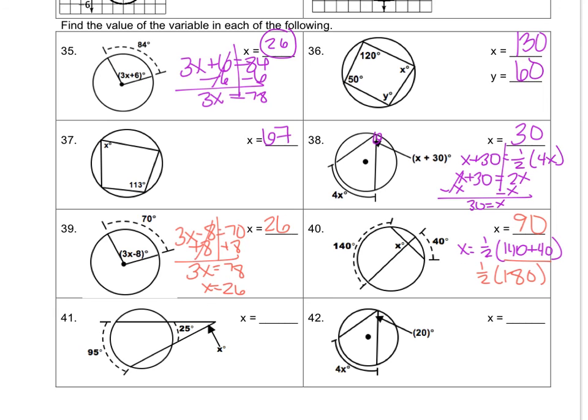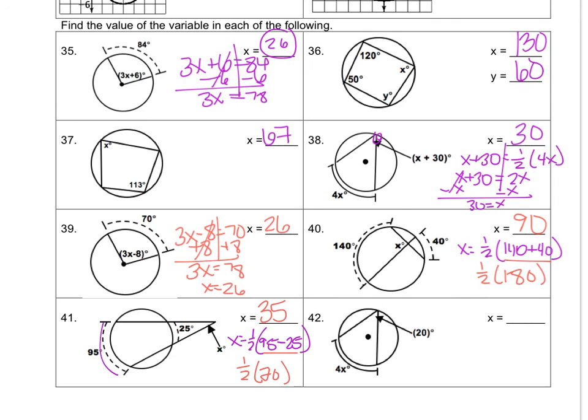So I'm going to do x equals 1/2 of big, which is 95, minus small, which is 25. Okay, 95 minus 25 is 70. And 1/2 of 70 is 35 degrees.